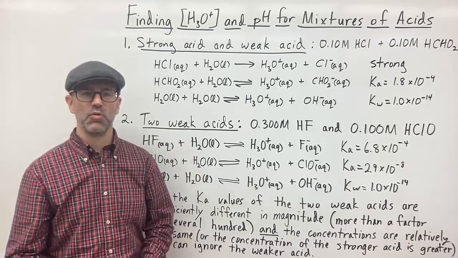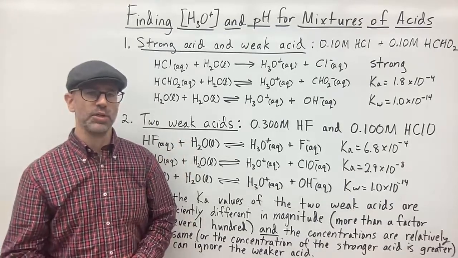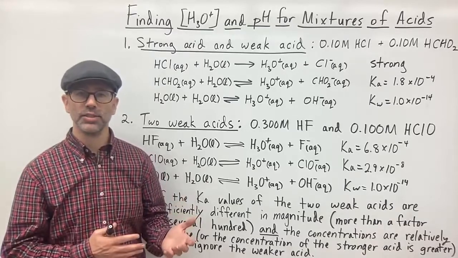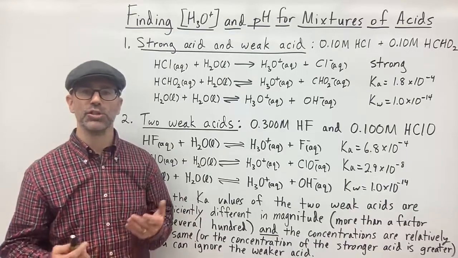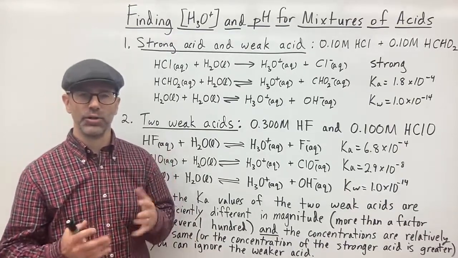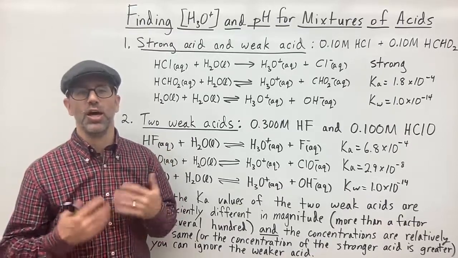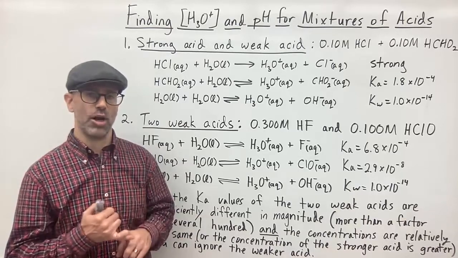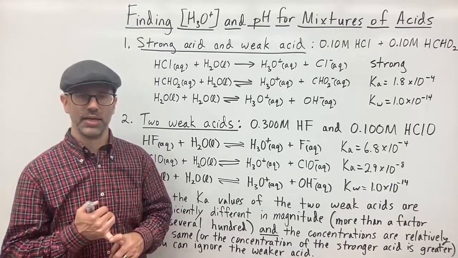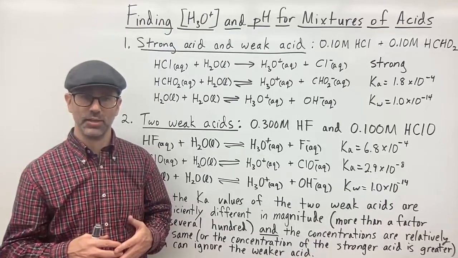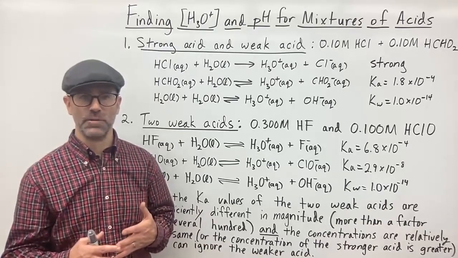My name is Mr. Cobalt, and in this video I'm going to be talking about how to find the H plus concentration and the pH for mixtures of acids. There are two situations you want to think about as far as a mixture of acids. The first one is a strong acid and a weak acid mixed together. And the second one is where you have two weak acids together. So let's talk about those in turn.